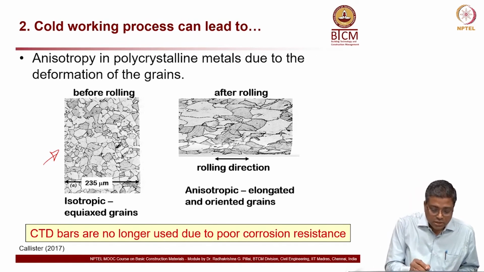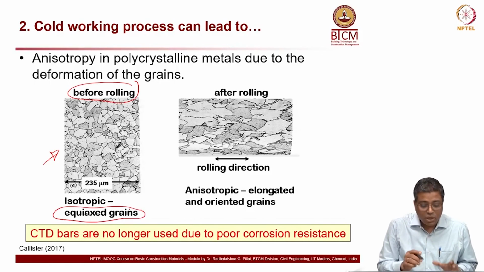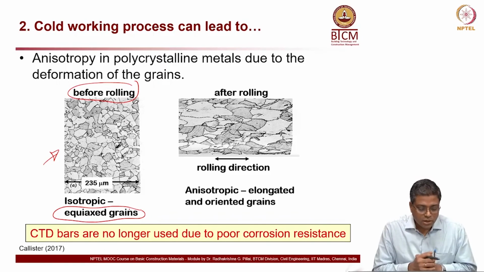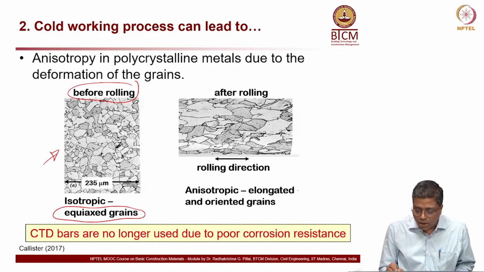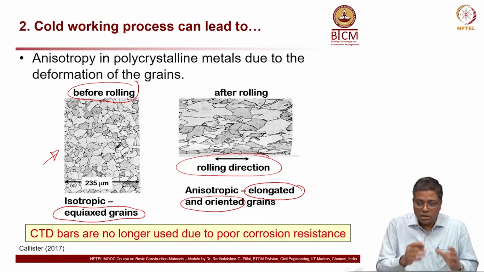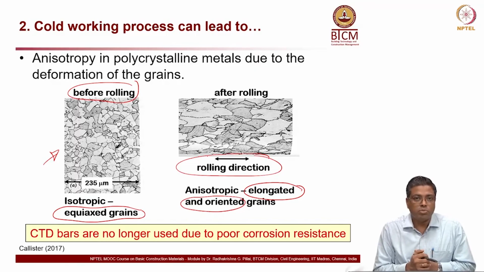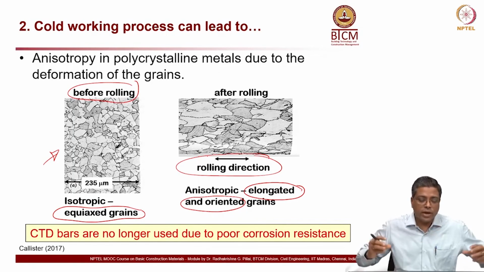You can see that before rolling, they have equiaxed grains, meaning the size of the grains along each axis is more or less similar in all directions. However, after the rolling, they get elongated, oriented grains. The rolling direction is horizontal, as you see in the picture. So the grains get elongated.